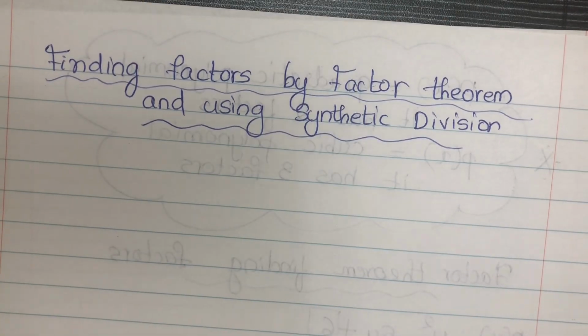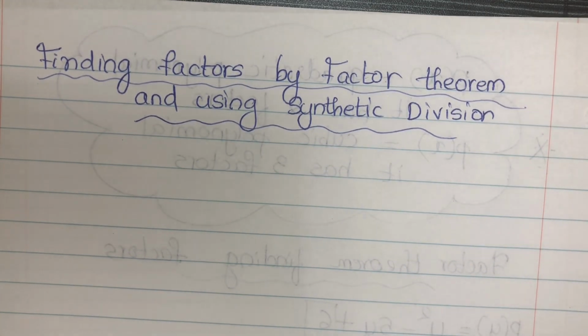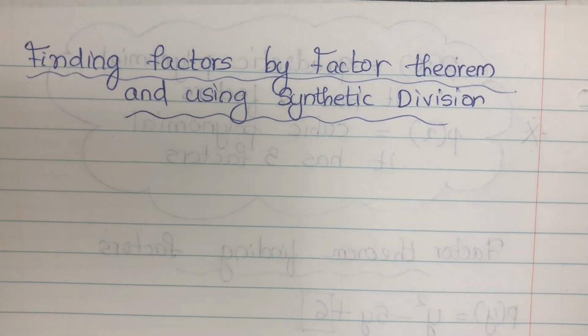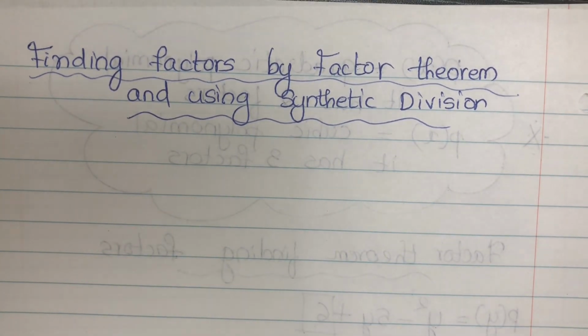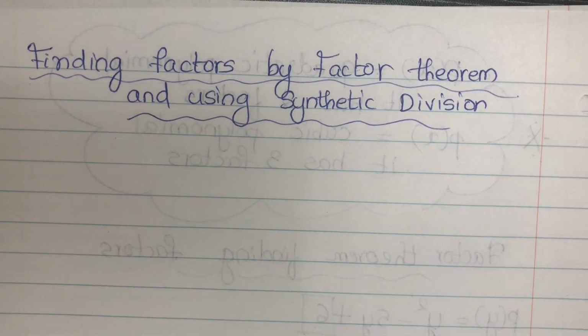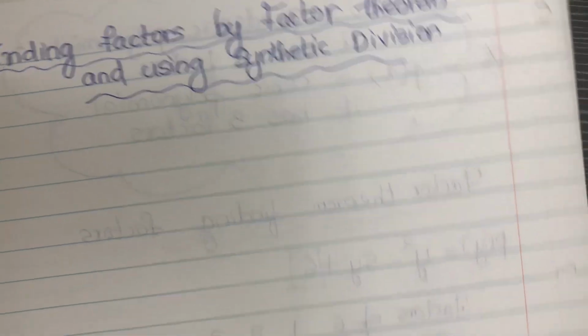Okay, so our next topic is finding factors by the factor theorem and using synthetic division. This is also a very important topic. Till now we have seen factorizing a quadratic polynomial, having the highest degree 2. Now we'll move on to a cubic polynomial and see how we can factorize it. A cubic polynomial means it will have 3 factors. You know that, right? Okay, we'll take one example and see.